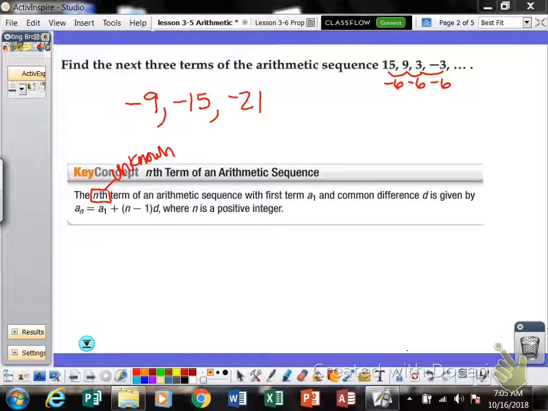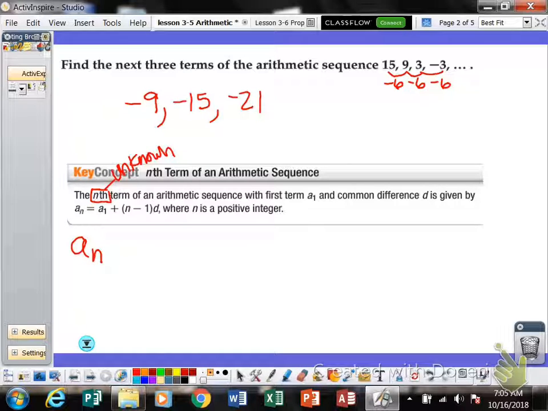So how do we represent that? This a sub n is how we represent the nth term. So this is the nth term, the unknown term. A for arithmetic because we're talking about an arithmetic sequence, because there are other sequences that we will talk about later. So A for arithmetic, n for the nth term.